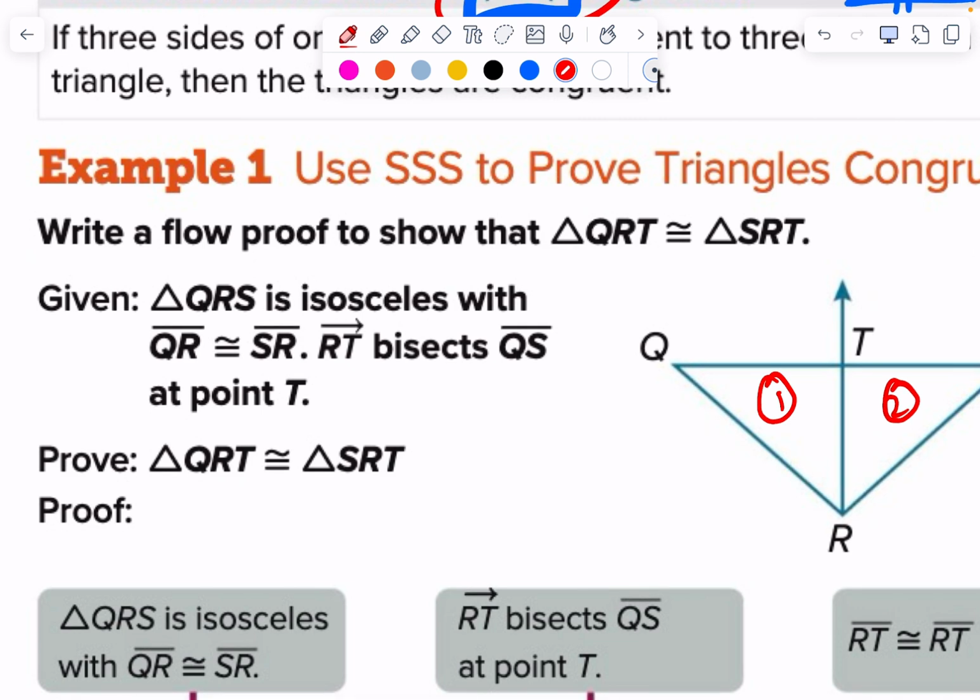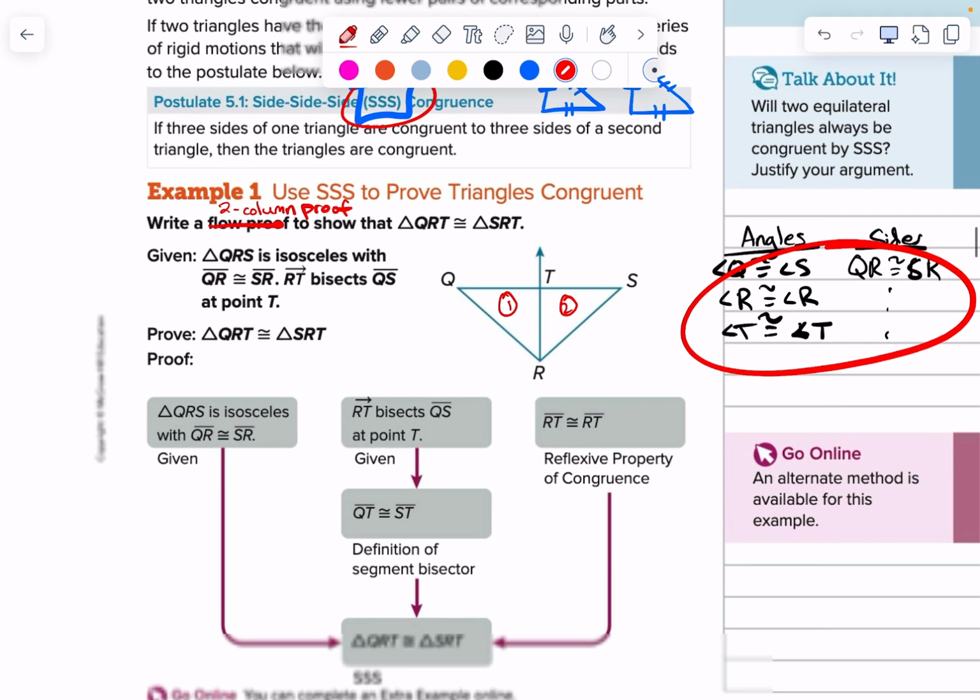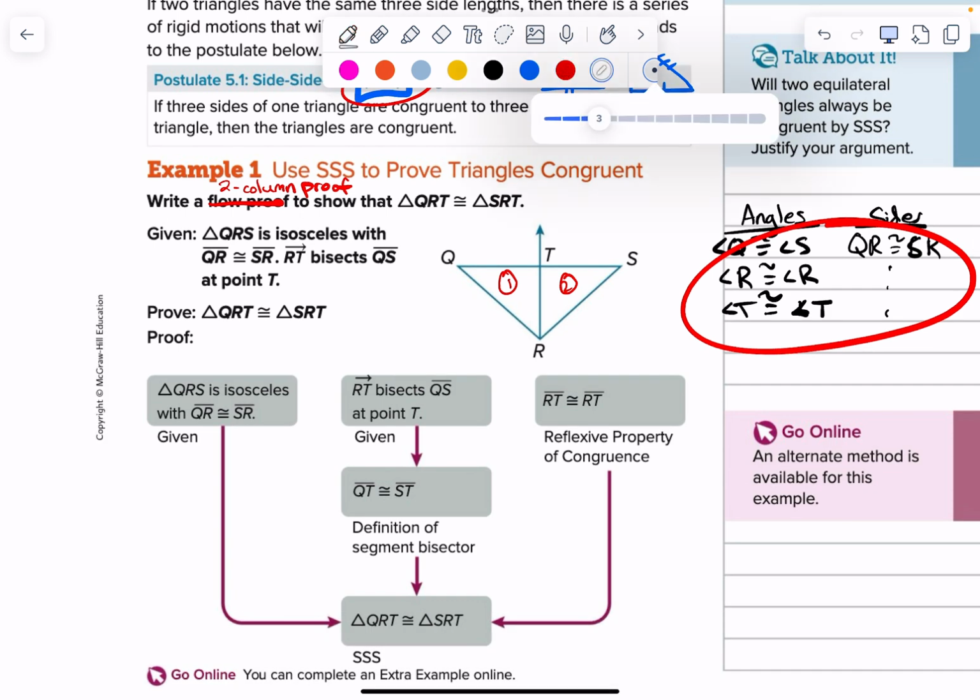When they say write a flow proof, we will not write any flow proof. So on your homework assignment, you're going to change that, and it's going to say a 2-column proof. Switch those to say 2-column proof. Got it? Switch that to say 2-column proof. All right. Now I'm going to make you really mad.